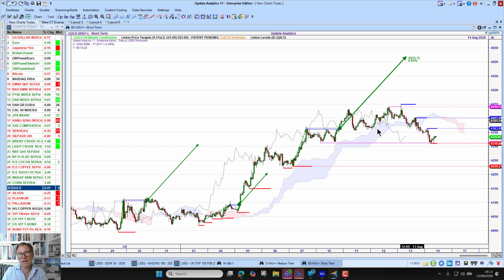Looking at gold, we are just hitting a bit of resistance here. We had upside targets, but we've moved back below the cloud on the 60-minute chart. We do have this 4,300 level, which was resistance and now potentially could become support. It's certainly one to watch. Keep an eye on the shorter-term charts.